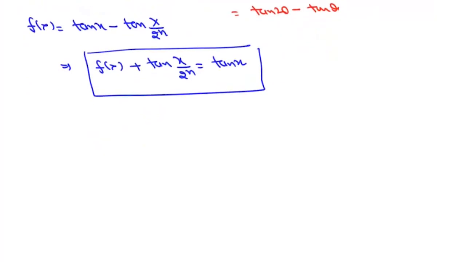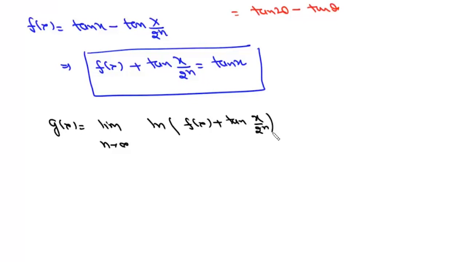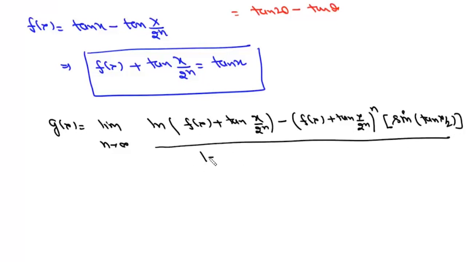Now we are given this function g(x), which is defined as limit n tends to infinity, log of (f(x) plus tan x upon 2 to the power n) minus (f(x) plus tan x upon 2 to the power n) whole to the power n into greatest integer function of sin(tan x by 2), whole divided by 1 minus (f(x) plus tan x upon 2 to the power n) whole to the power n.